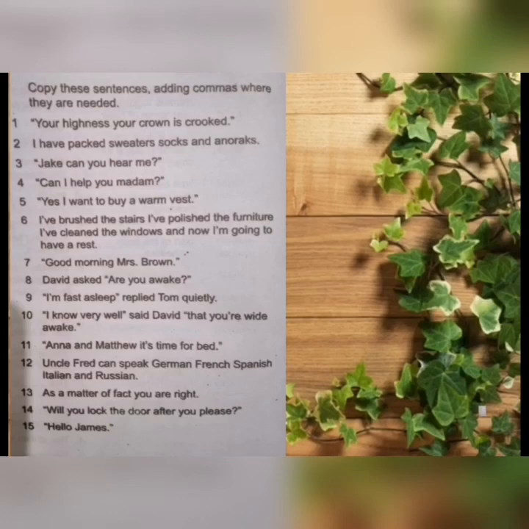Number 2, I have packed sweaters, socks and anoraks. Now there are 3 items, sweaters, socks and anoraks. So where will we add a comma? Yes, between sweaters and socks. So sweaters, comma, socks and anoraks. Number 3, Jack, can you hear me? Now here we are using the name of the person we are talking to. Yes, so we will add a comma after the name Jack. Jack, comma, can you hear me?